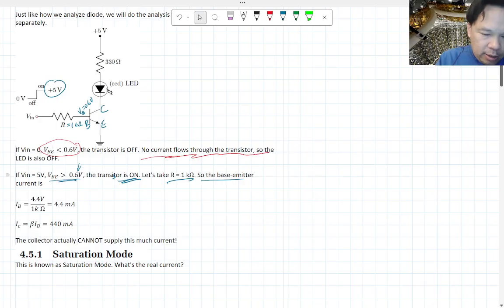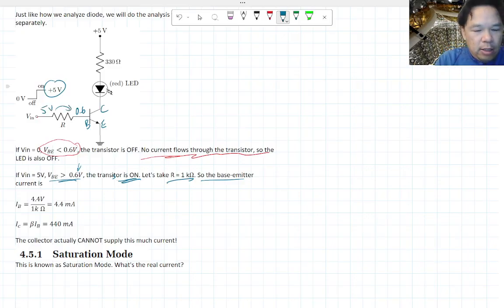Let's mark some voltage points here. This is at 0.6, and this is at 5, right? That means the voltage drop across this resistor is 4.4 volts. And since the resistor is 1 kilo ohm, we can apply Ohm's law. So the resistor in your transistor circuit still obeys Ohm's law, right? You calculate this, and you get 4.4 milliamps for the base current.